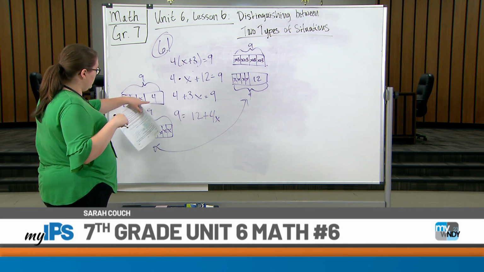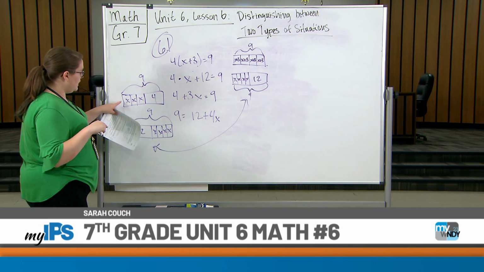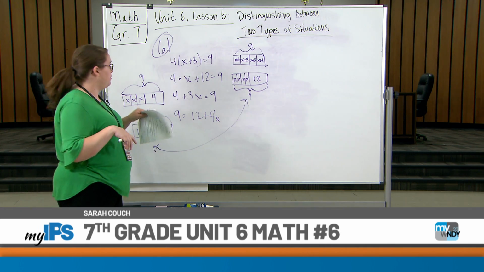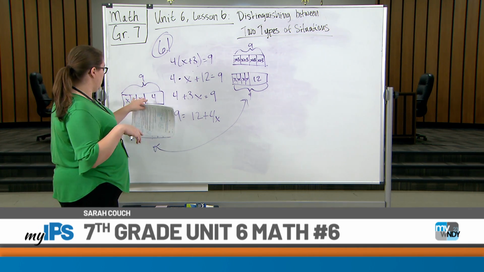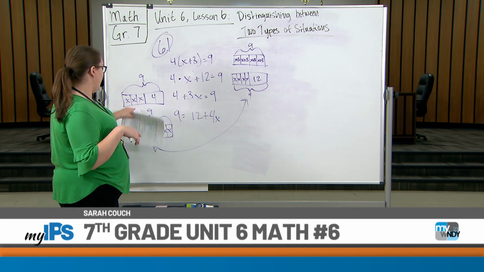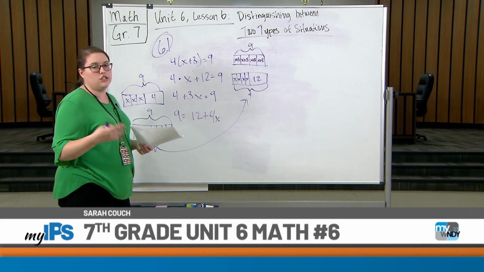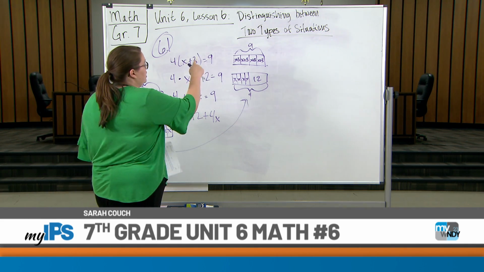X, X, X, 4. Could that turn into anything else? No, we can't do anything with this. It just is what it is. We could make it 3x maybe, but that doesn't make it 4 x's, and the 4 can't magically change into a 12. Let's look at this one.